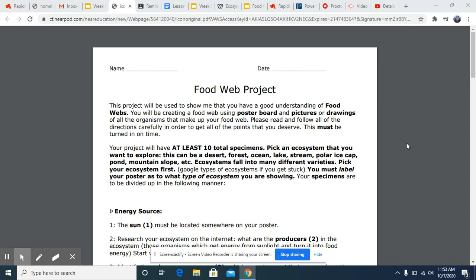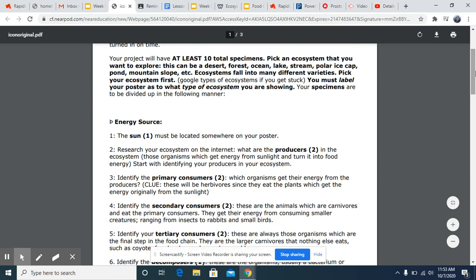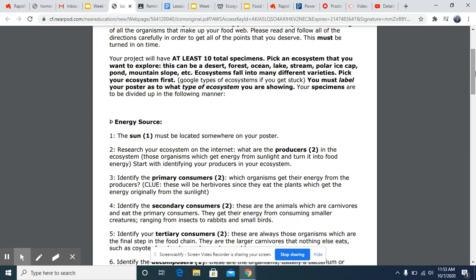You need to read and follow all the directions carefully in order to get all the points that you deserve. Your project will have at least 10 total animals. So just use 10, that's fine. If you want to put more, you can, but you don't have to do like 20. It has to be at least 10.